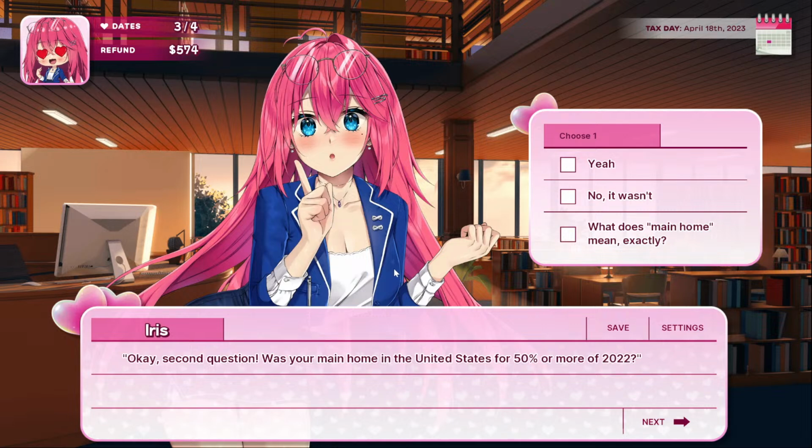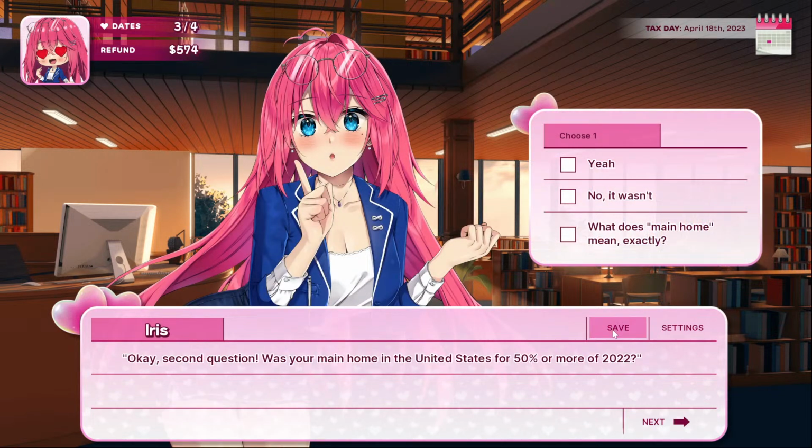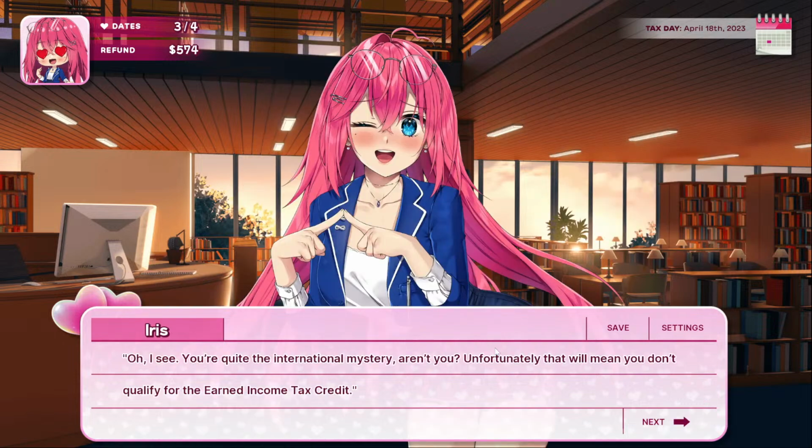Okay, second question. Was your main home in the United States for 50% or more of 2022? Your main home, or principal residence, is the home where you live most of the time. Also the address you use to receive mail and file your tax returns. I'd say no. Let's say my main home is the Philippines. Oh, I see. You're quite the international mystery, aren't you? Unfortunately, that means you don't qualify for the earned income tax credit.